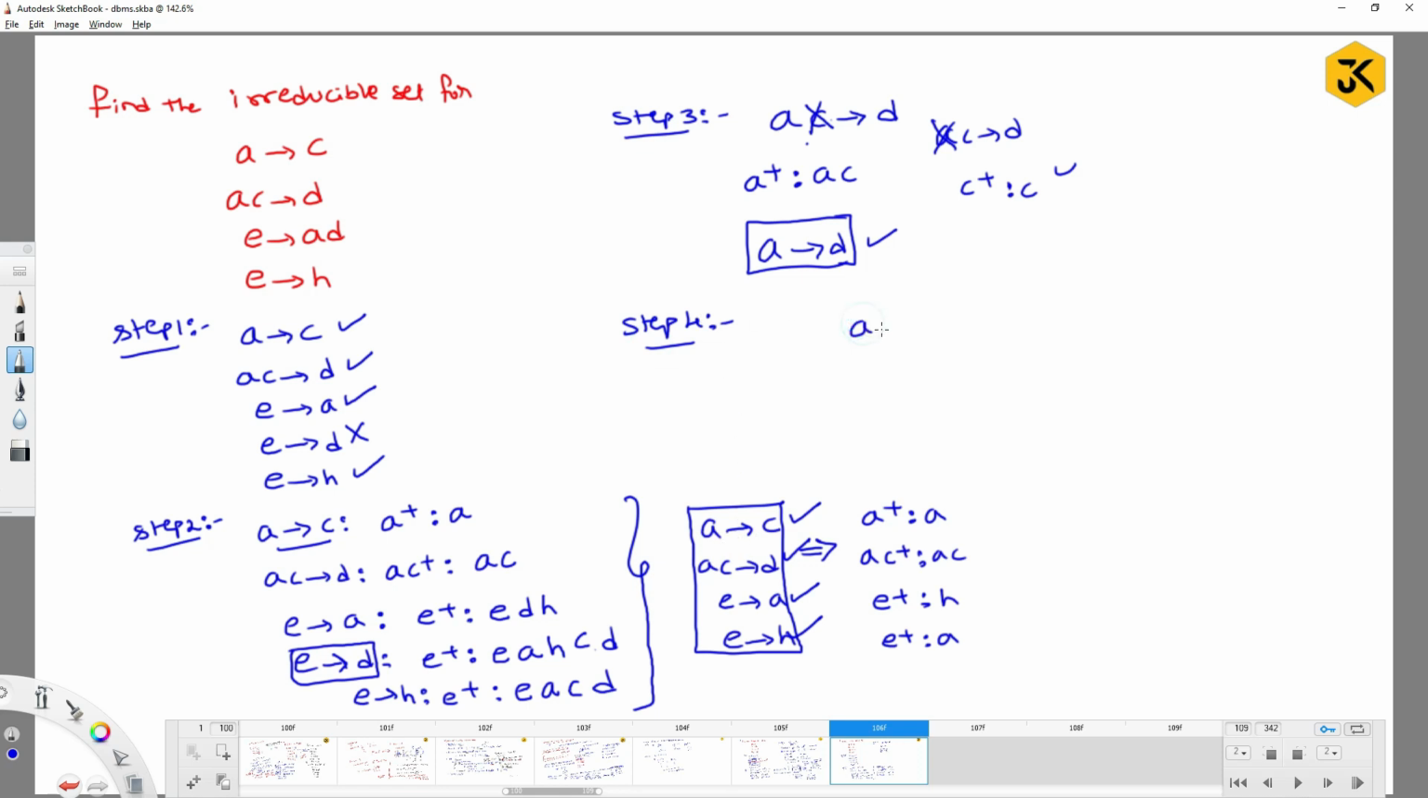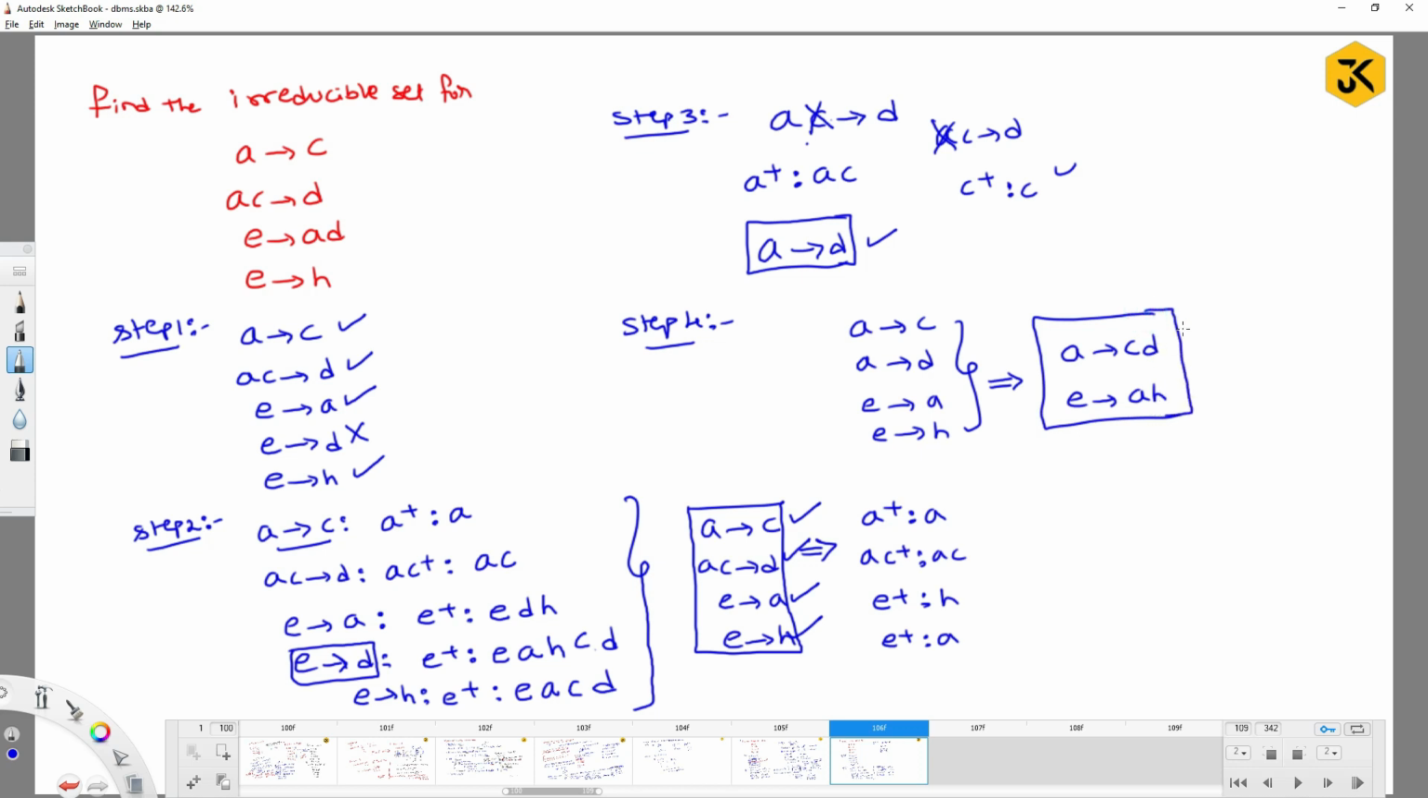Step 4 is A determines C, A determines D, I am writing this, and E determines A, E determines H. So I can combine this as A determines CD, E determines H. This is my final irreducible set, which I cannot minimize further.